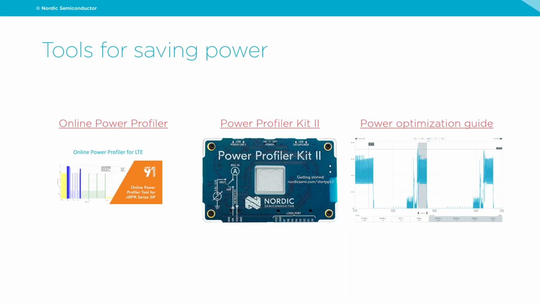In addition to that, we have a very good Power Profiler Kit too. It's the hardware that you can use to physically measure how much power your device is using. It's a very accurate tool for a very good price, I would say. In addition to these two tools, we have the power optimization guide, which takes you step by step through what measures you need to take to make sure that your application is using as little power as possible.